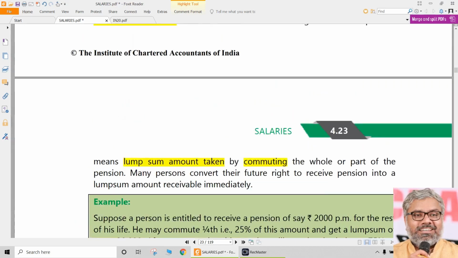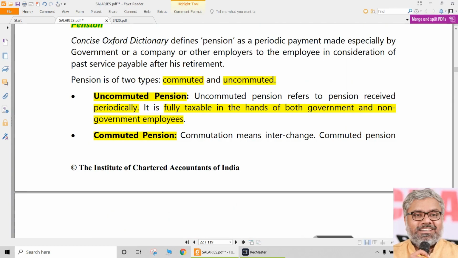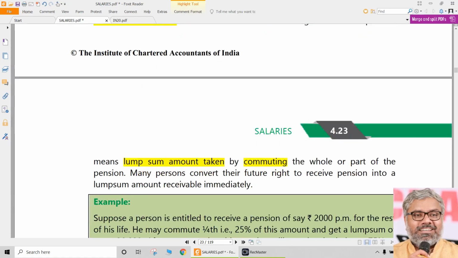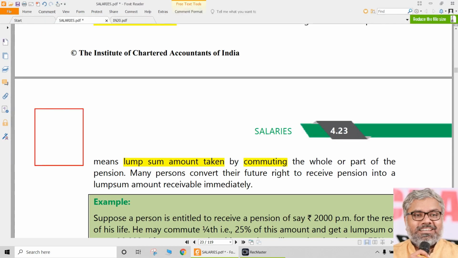In other words, in lieu of a portion of the pension that the employee might receive in future, now he is telling the employer, I will exchange that periodic payment with a lump sum payment now. Let us say the employee is supposed to receive 10,000 rupees of pension after retirement. The employee might have an option to say to his employer, boss, I will commute 70% of my pension.